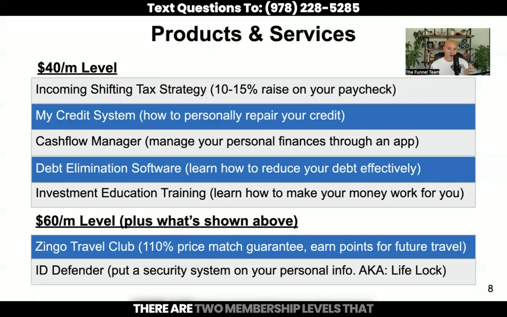So there are two membership levels that you can select with myEcon. One is either $40 a month or the other is $60 a month.